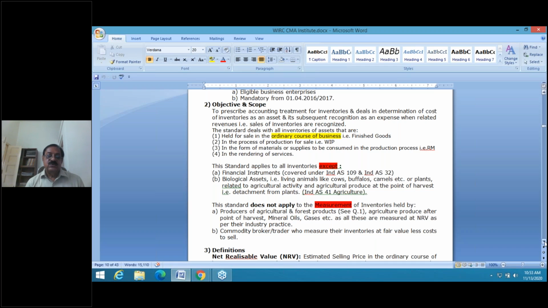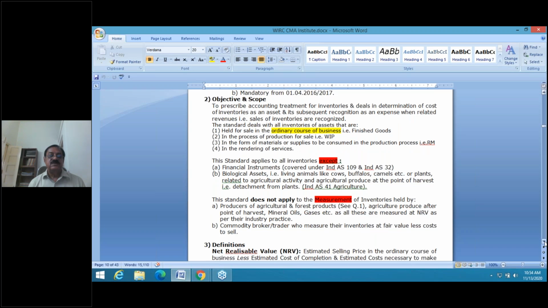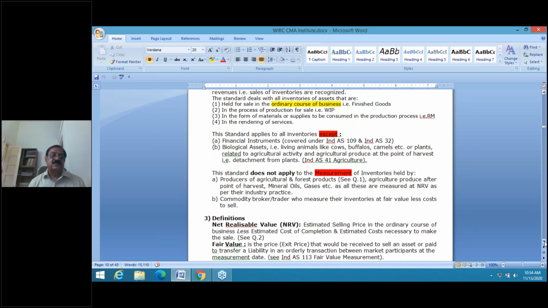That is finished goods. Assets are also sold at some point of time, but it is not in the ordinary course of business, and so it will not be included under this AS scope. Two, in the process of production for sale, that is WIP. Third, in the form of materials or supplies to be consumed in the production process, like raw material. And finally, in the rendering of services, any asset used is covered under this.